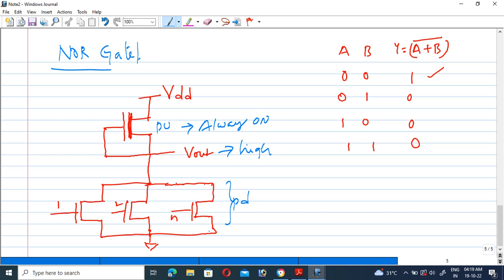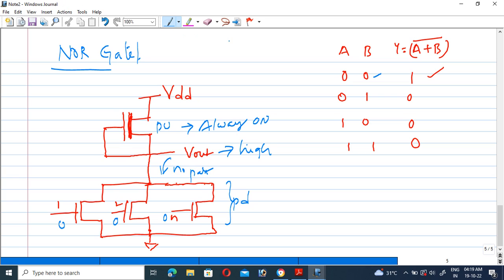Let us see the situation when the input voltage is 0 0, meaning that the input is equal to 0 0 0. At that time all the nMOS transistors act as an open circuit. No path will be there from this point to the ground. No path. So the output should maintain a high value.